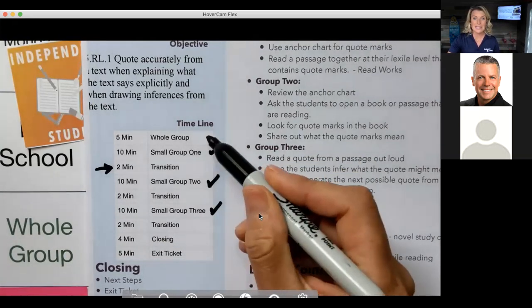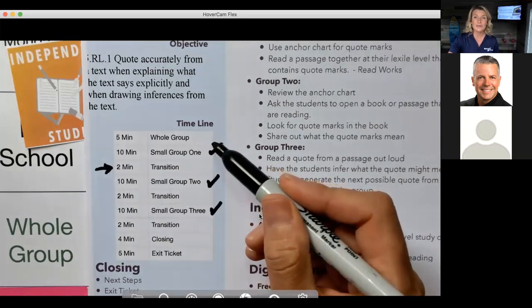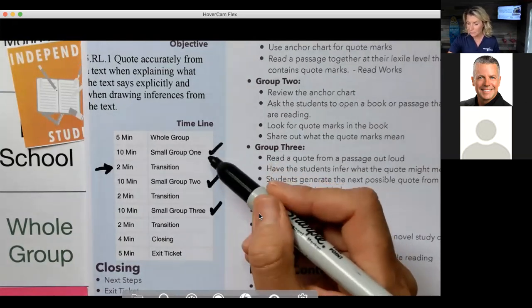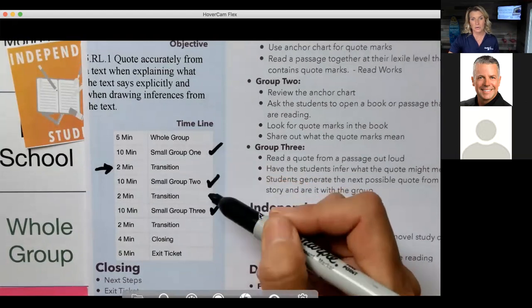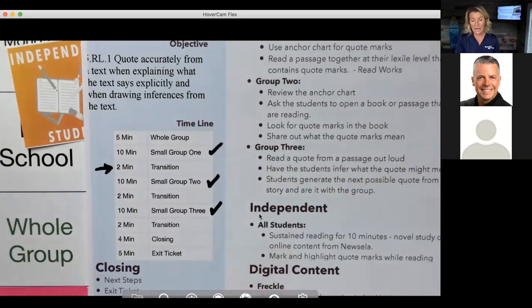I would never extend my whole group unless I absolutely need to, but I would really push more time into my small group instruction because that's going to really help to increase the knowledge of the students, and it's also going to make them feel like they're learning from me, not Khan Academy. Nothing wrong with Khan Academy, I'm just saying, okay?